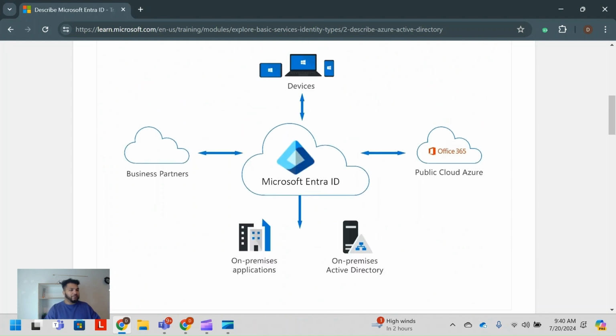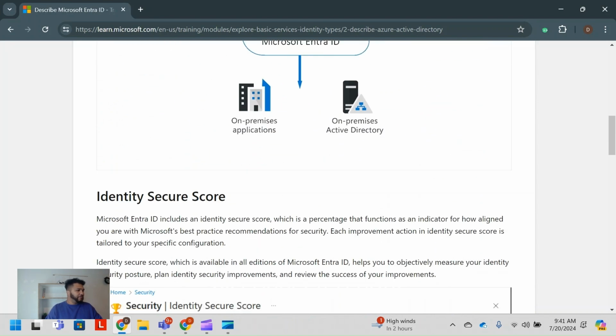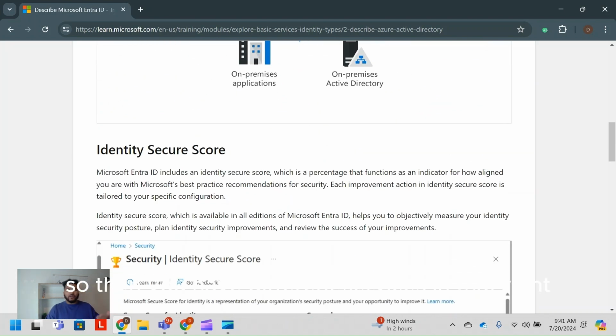So here we have a really good diagram of what Entra ID looks like. You can connect to business partners, on-premises apps, or the Active Directory, and other clouds, so public cloud Azure and devices, all connected in. Then you have different services in Entra.